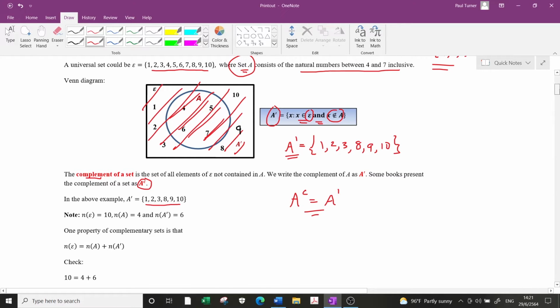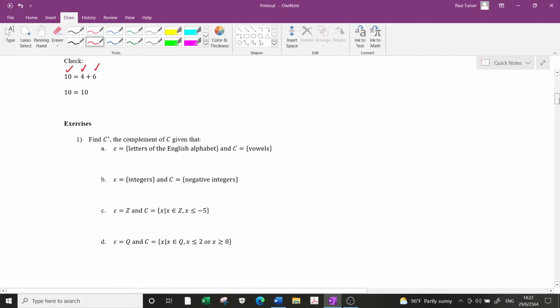And let's note this here. The number in the universe is 10 elements. The number in A is 4. And the number in not A, the complement of A, is 6. One property of the complementary sets is that the number in the universe is the sum of the number in the set plus the number that are not in the set. So in the set, we had 4 elements here, and the number not in the set was 6, and they should add up to be 10. As shown there. So this is one way to check you've done the work correctly.